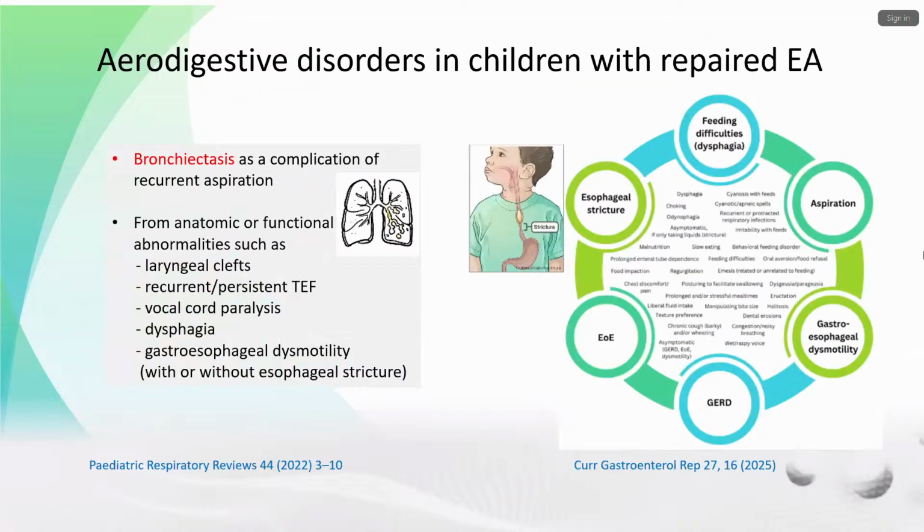For the aerodigestive disorder, the left-hand side is about the lungs and the right-hand side is about the GI tract. For the lungs, bronchiectasis is a complication of recurrent aspiration from anatomical laryngeal cleft, recurrent TE fistula, vocal cord paralysis, dysphagia, and GERD. On the right-hand side, with aspiration, there may be feeding difficulty as well. With dysphagia, the kids may fear to swallow because of esophageal stricture. Then there might be eosinophilic esophagitis leading to GERD, or dysmotility itself. All of this leads to aspiration.